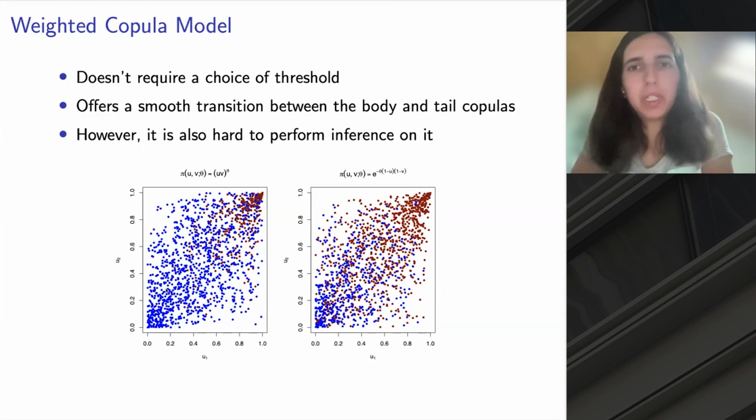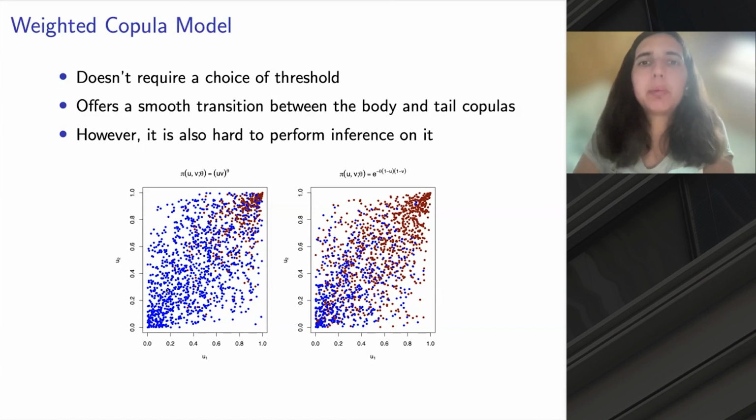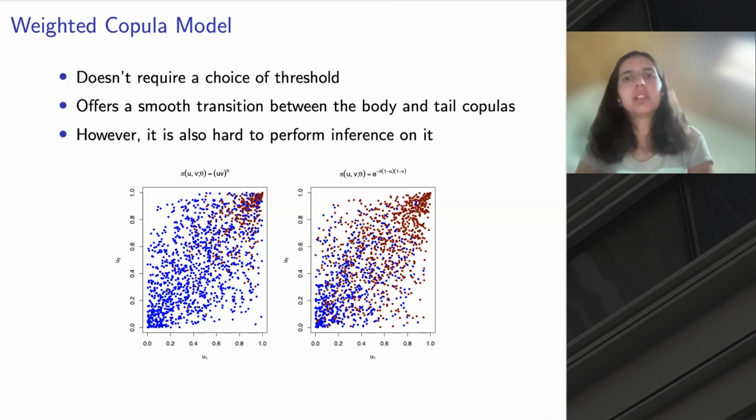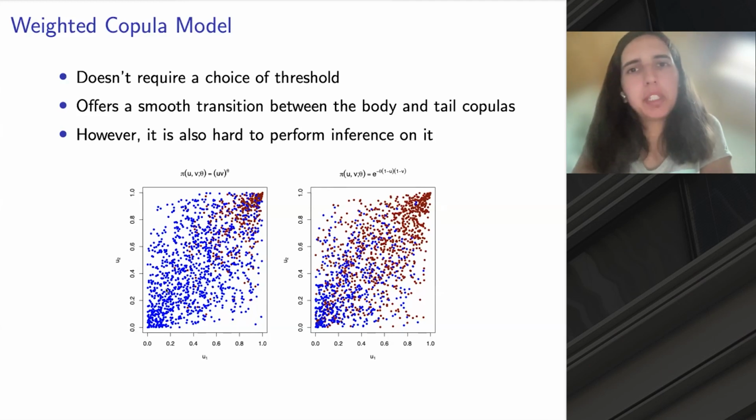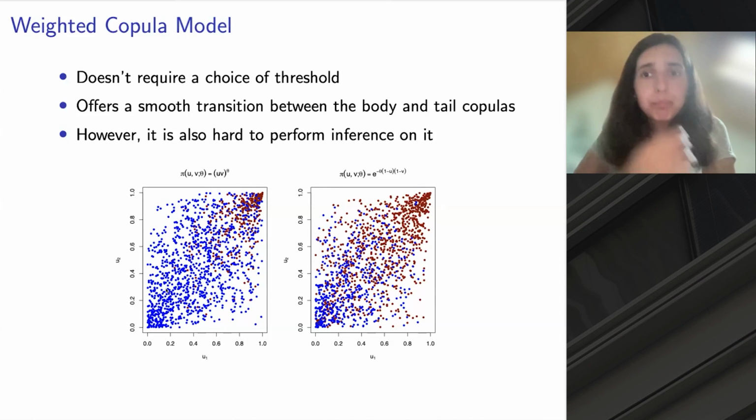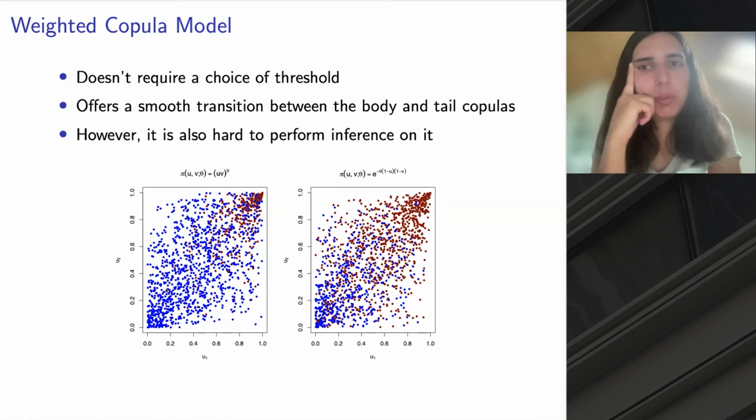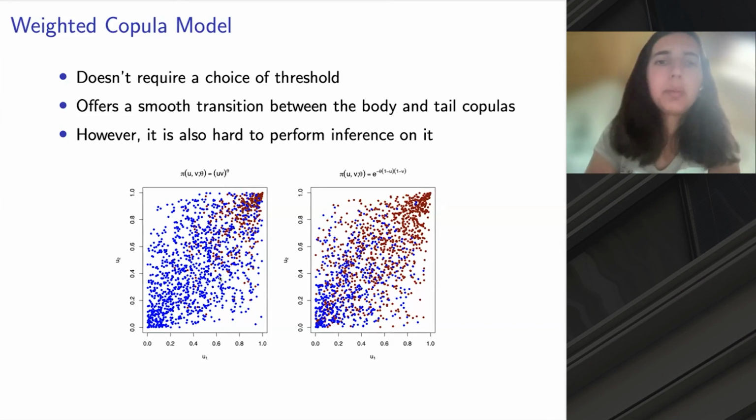So our model doesn't require the choice of a threshold. This is quite a good thing because it's a big problem in extreme value theory. In that framework, we have to choose a threshold, and sometimes a bad threshold doesn't hold for suitable distributions on the tail. So the choice has to be careful, and because we don't require that, it's a positive point. We also offer a smooth transition between the body and tail copulas. We can see that, as I showed before, with the points being spread out along the unit square.